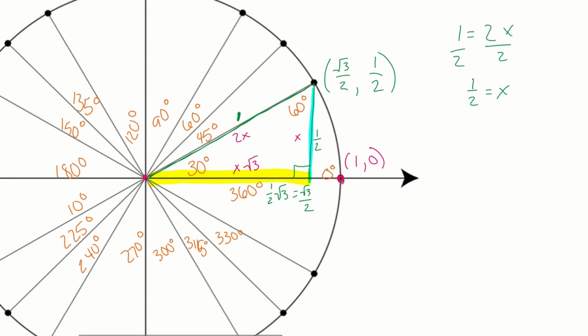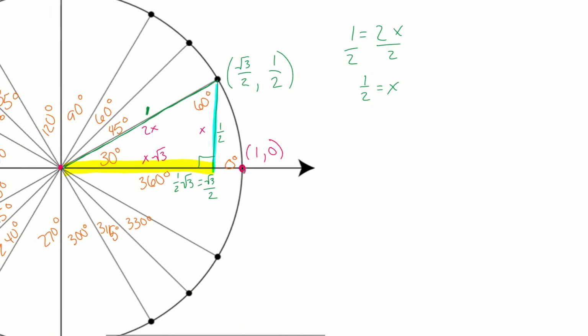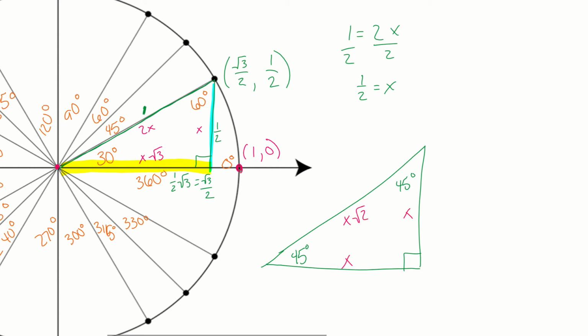All right, let's go ahead and try that again with the 45 degrees. So that we don't have to erase it every time, I'm just going to draw the 45-degree triangle here. So we have another special right triangle. Let's go ahead and just write the x, x, x root 2. So those are the ratios.